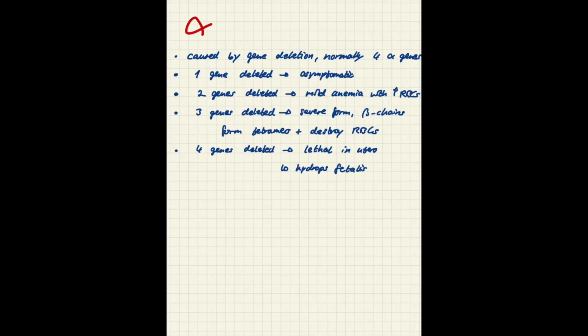Alpha thalassemia is caused by gene deletion. Normally, there are 4 alpha genes. So when one gene is deleted, this leads to an asymptomatic course. When 2 genes are deleted, this leads to mild anemia with increase of RBCs. When 3 genes are deleted, this leads to a severe form of disease, where beta chains form tetramers and destroy RBCs. When 4 genes are deleted, this is lethal in utero and leads to hydrops fetalis of a fetus.